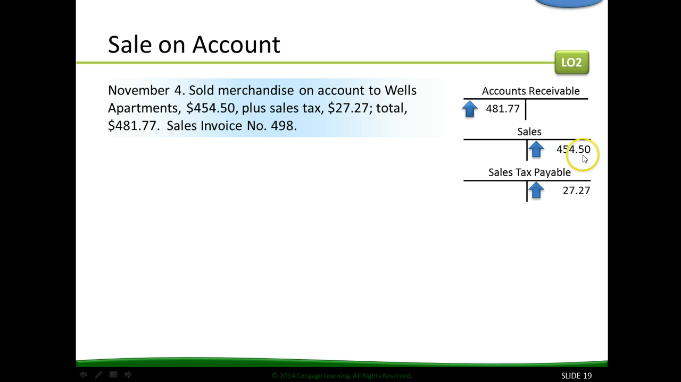But these two numbers don't really equal, do they? The 454.50 and the 481.77 doesn't balance. And remember, our debits and our credits always have to balance. So as we've done in the past, we have to do an entry that shows not just the in and the out in two pieces, but you're going to have an accounts receivable, a sales, and then a sales tax payable. What do you think that account means just by the title of it?